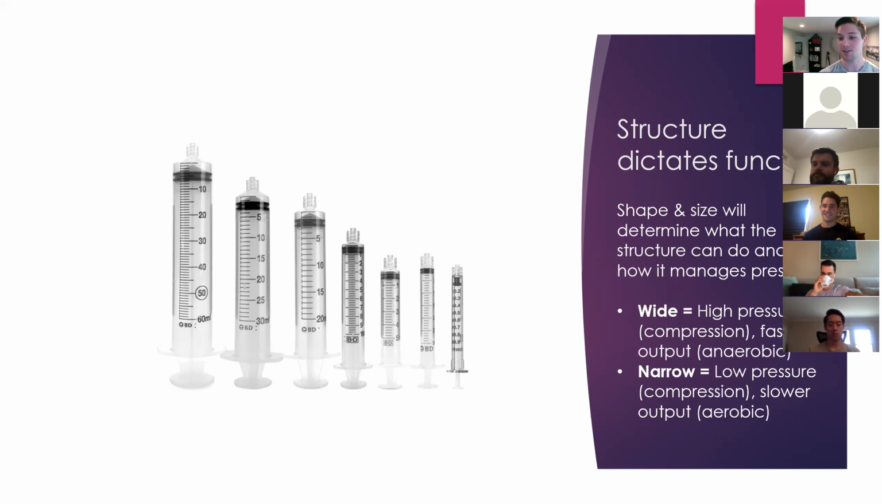So shape and size is going to determine what the structure can do and how it manages pressure. So I'm someone who has a wide structure, so I can output that pressure quickly, and that's going to be more associated with an anaerobic environment. Someone who's more narrow framed, like imagine a thin marathon running female, that person is going to have low pressure, but slower and longer output. So they're not going to be able to do it as quickly, but they're going to do it for a longer time with less relative compression.